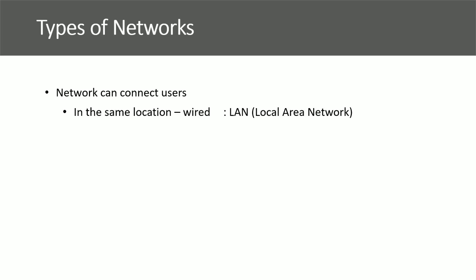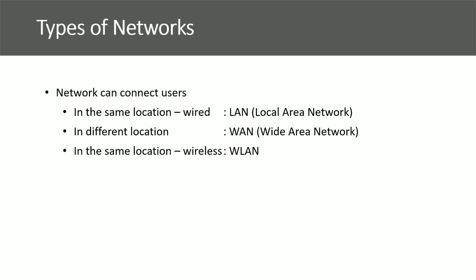Let's start by talking about types of networks. Networks can be used to connect users in the same location over wired networks, and in this case this is called LAN or local area network, or it can be used to connect users in different locations, usually far away from each other, and this is called WAN or wide area network. Network can be used also to connect users in the same location over wireless, and this is called wireless LAN. In the coming days, we will talk in details about LAN, WAN, and wireless LAN.